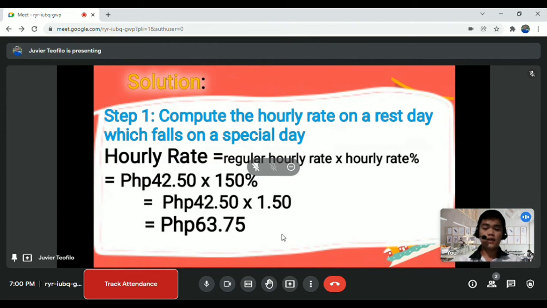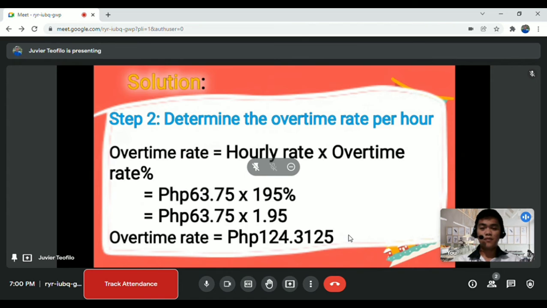So let's have the step number 2. Determine the overtime rate per hour. Okay, our overtime rate is equal to hourly rate times overtime rate. So this is our hourly rate, 63 pesos point 75 centavos. Now, sir, again, where did you find that 195%? Okay, let's see the table.